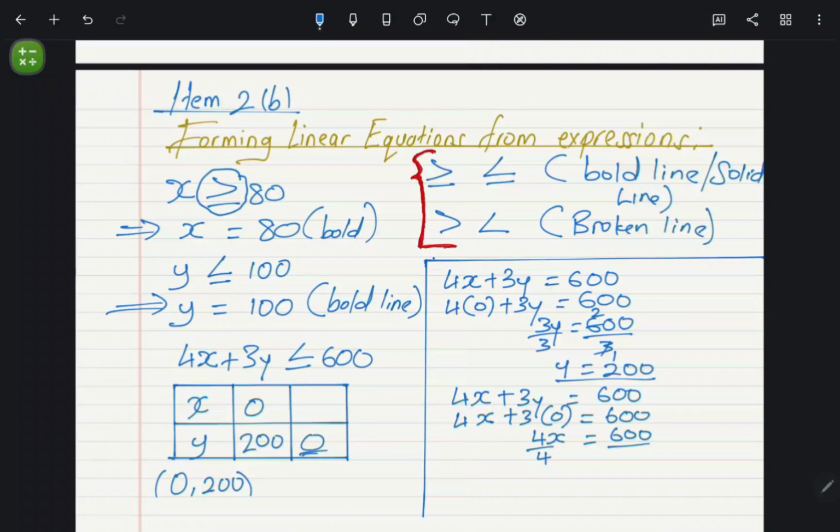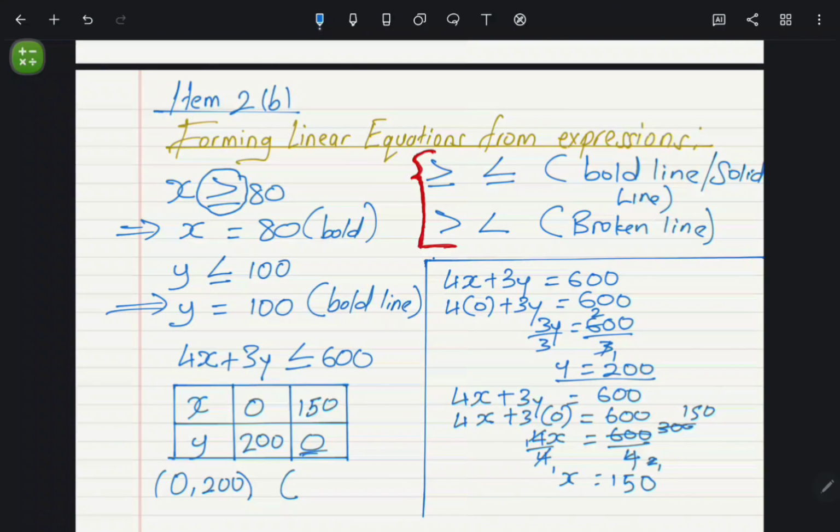We divide both sides by 4. By 4 here 1, by 4 here 1. Our x will be equal to what? We are getting 600 divided by 4. Let us reduce by 2: here 2, by 2 here we have 300. And then by 2 here 1, by 2 here we have 150. So our value of x is equal to 150. Meaning that when y is 0, the value of x will be 150.